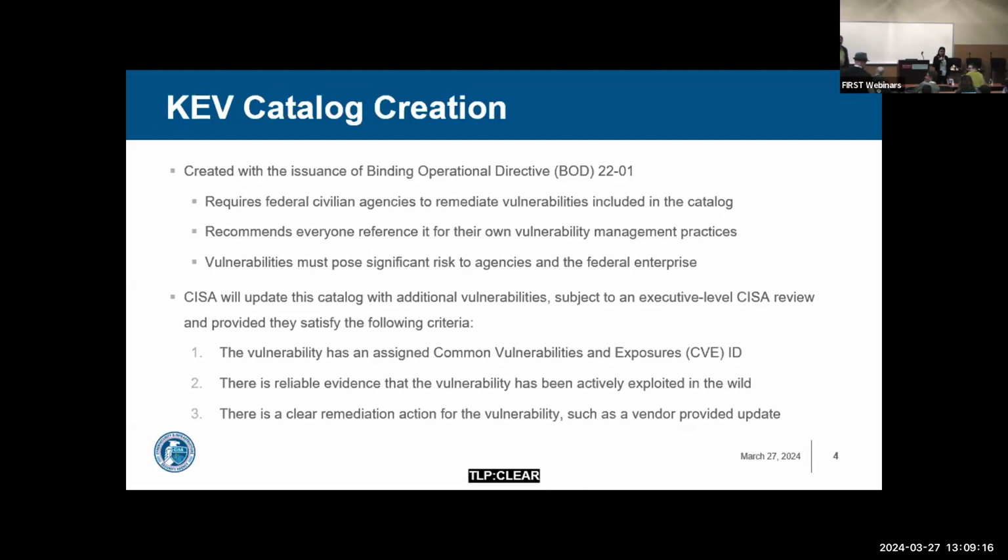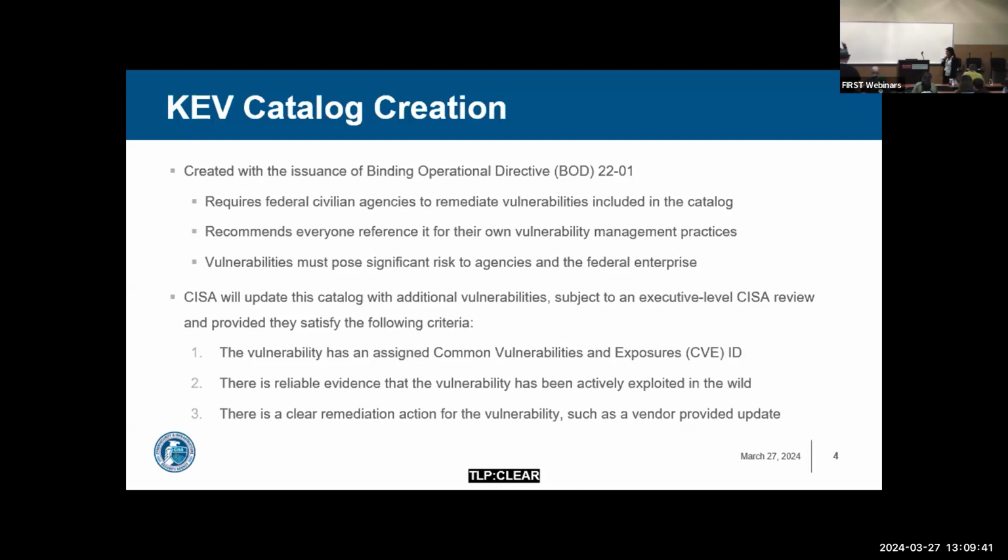Oh, I just don't understand why vulnerabilities on toothbrushes or TV are not a federal interest. Because the last time I checked, we don't have toothbrushes in the federal networks. So, to repeat the question, how come we don't put toothbrushes on the KEV? And the follow-up was, isn't it in the public interest anyway? Yes, it is in the public interest.